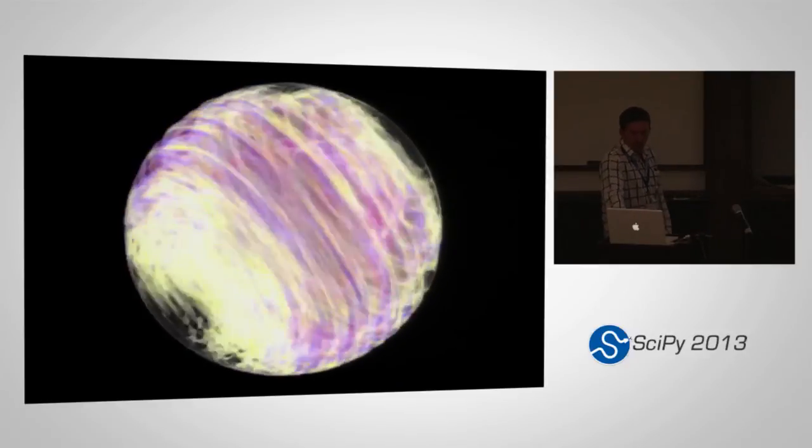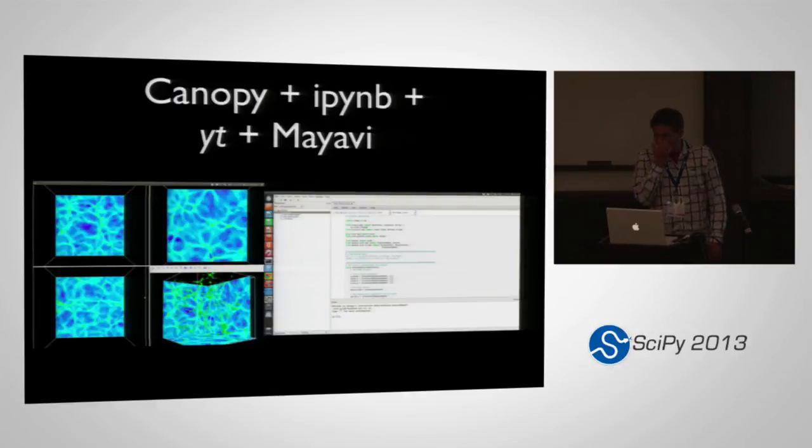I want to talk about a few more future things and cool things that I've done recently, just playing around. One of which is I took Canopy plus IPython notebook, installed YT, loaded up Mayavi, took a cosmological data set of my own, sampled it in a way that Mayavi could understand, rendered it, and played around with it in real time. This is just to point out that YT is a flexible framework, so it can plug in with other tools that you're all used to using fairly easily. This was surprisingly easy to set up in my mind.